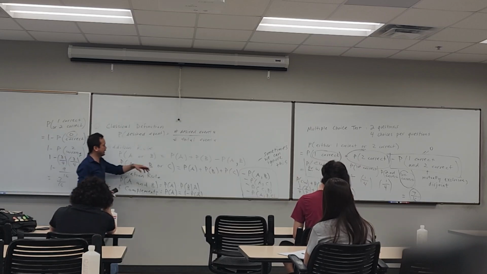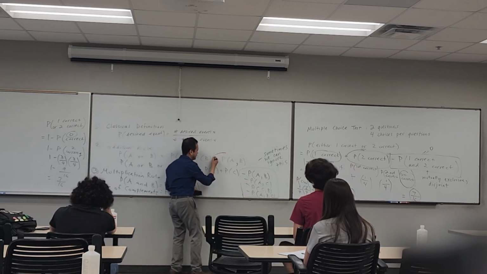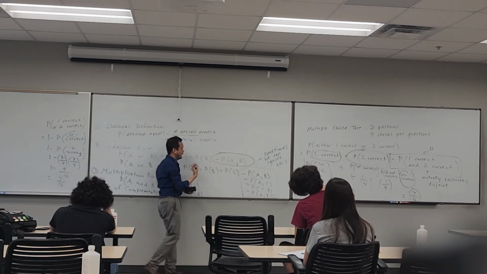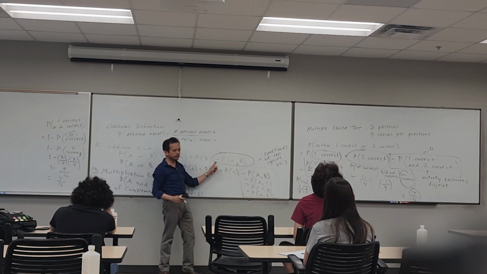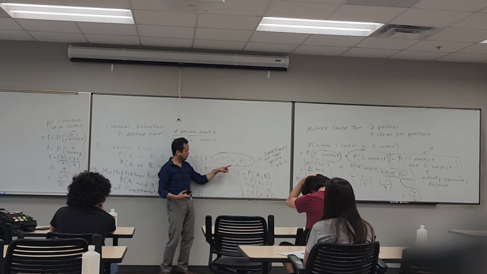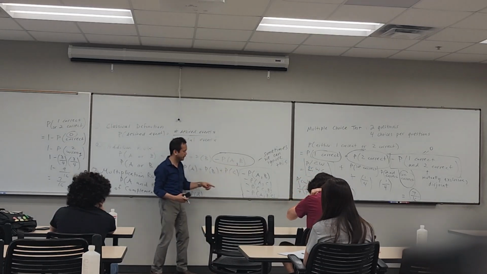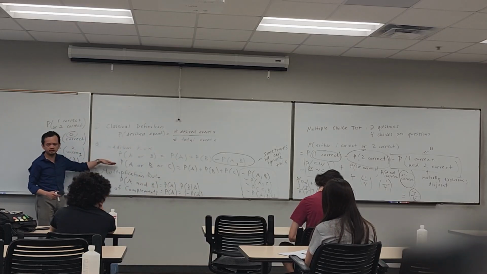Okay, so we saw that in the general case, this addition rule has the subtraction element. And sometimes this probability in the subtraction ends up being 0, so that sometimes you can ignore it. And you can ignore it when the events end up being disjoint or mutually exclusive. They can't occur together. That's a special case of the addition rule.